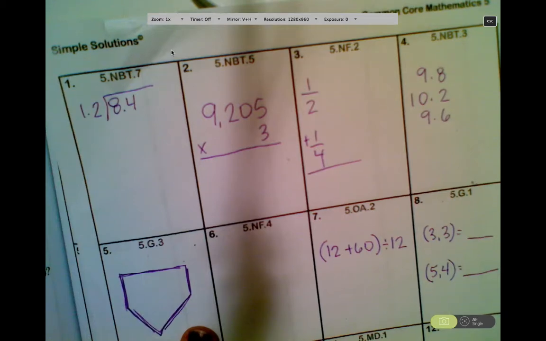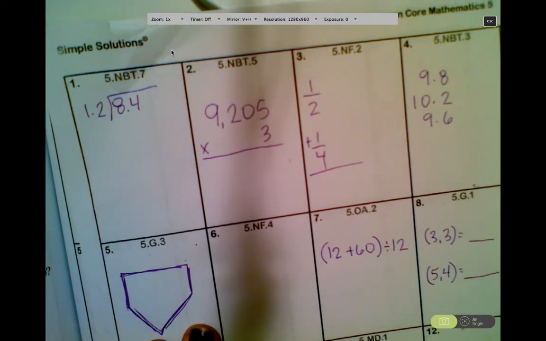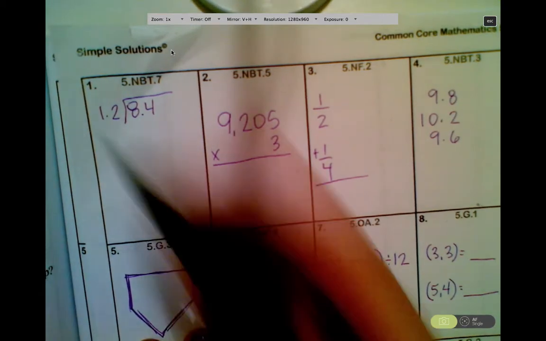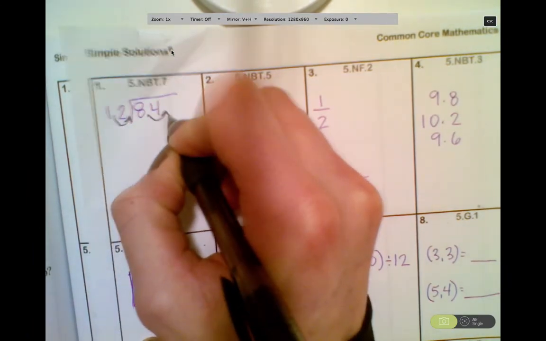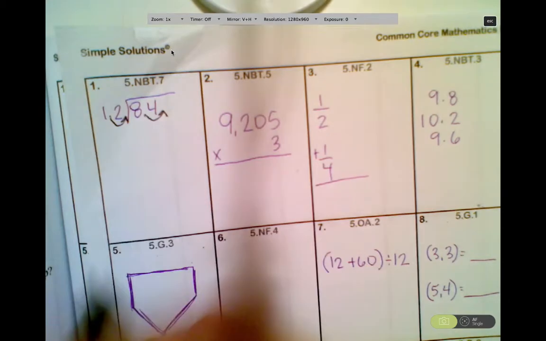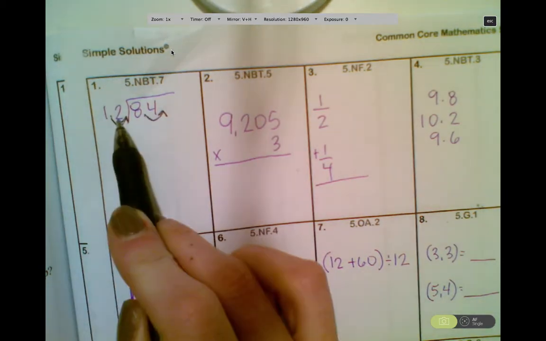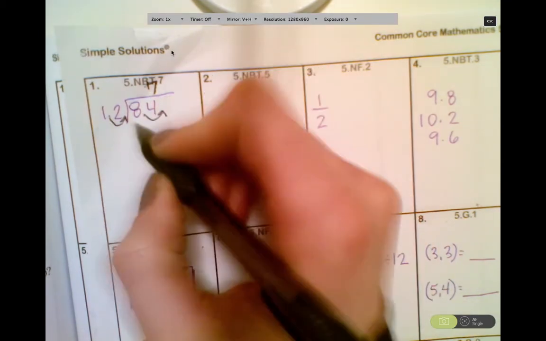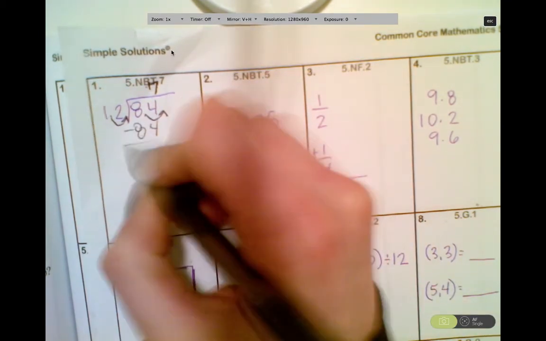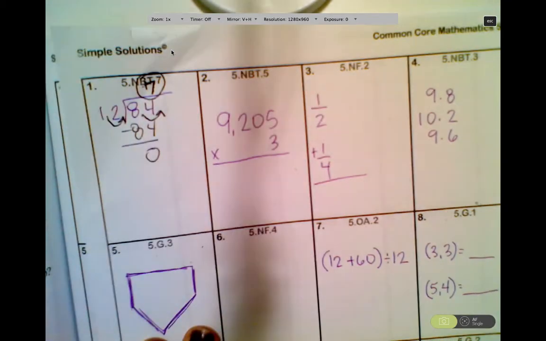Lesson number 77. Number 1, 8 4/10 divided by 1 2/10. The first thing we have to do is swoop, there it is, to get the decimals out. I'll go one time here and one time here. So now I have 12 into 84. 12 goes into 84 7 times, and 7 times 12 is 84. So my answer is 7.